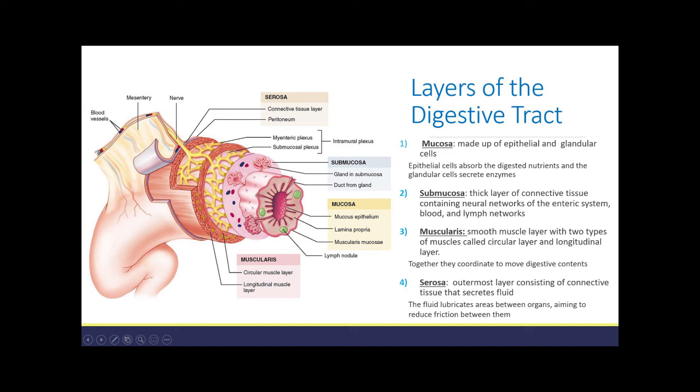And on the slide, I just have a nice little diagram of how these layers look and where they move from. So in the innermost layer, you can see the mucosa, and then the submucosa, and then the muscularis and the serosa. From this diagram, you don't need to know the specific terms that are mentioned here, like the lamina propria. It's not required for this class. I just thought this was a good image I found, which really shows the layers nicely.